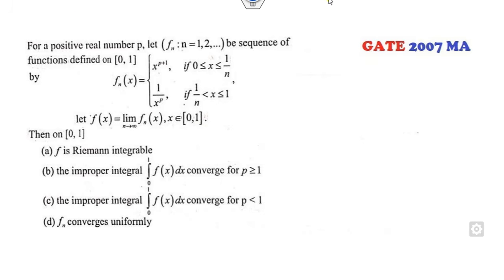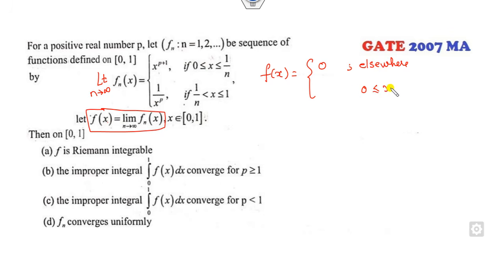Okay, look at another one. This question I already explained to you in the Riemann integrable function lecture. Anyhow, first of all, you need to compute f(x). Take the limit as n approaches infinity. What is my f(x)? When you take n approaches infinity, this value goes to 0, so it's 0 elsewhere. And whenever you take this, it is the same function.